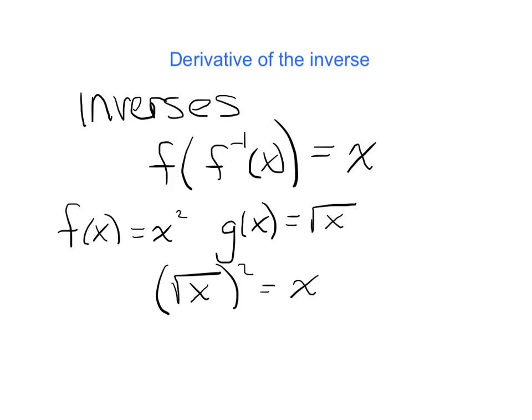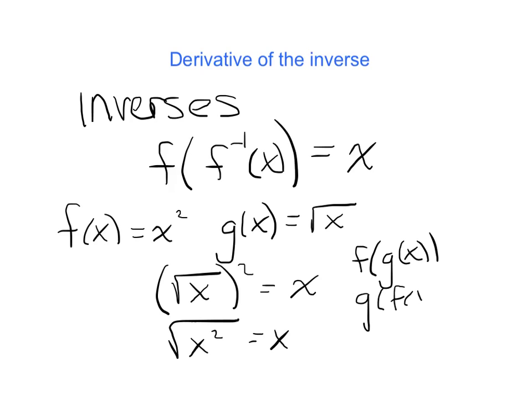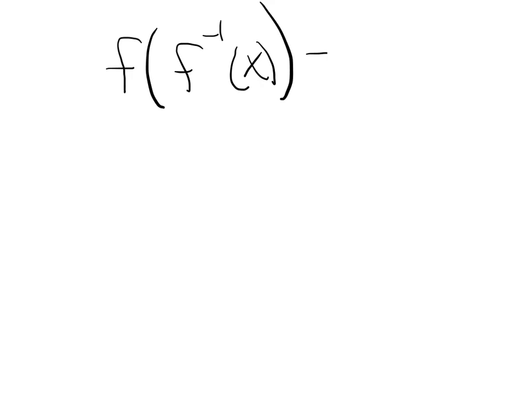Or if you compose it the other way, the square root of x squared, I should just get x. Okay, so again, I evaluated f of g of x and g of f of x, and both turned out to equal x. Therefore, they are truly inverses of each other. So keeping that in mind, if I have f of f inverse of x, and I derive it, I should come up with a formula that hopefully you've memorized by now.